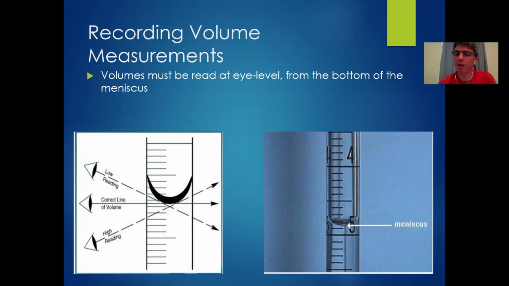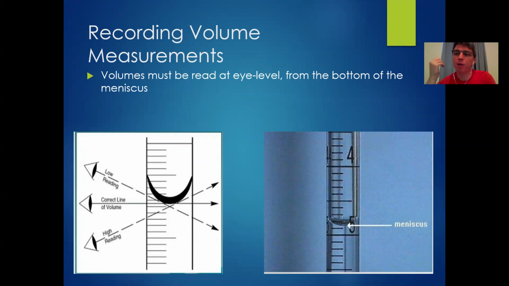Next thing, since we're talking about glassware and putting liquids in them, we need to be able to record volume measurements correctly from these pieces of glassware. There are two major pieces you need to know. First, you need to be at eye level of the point you're trying to record. And the point that you're trying to record is called the meniscus.